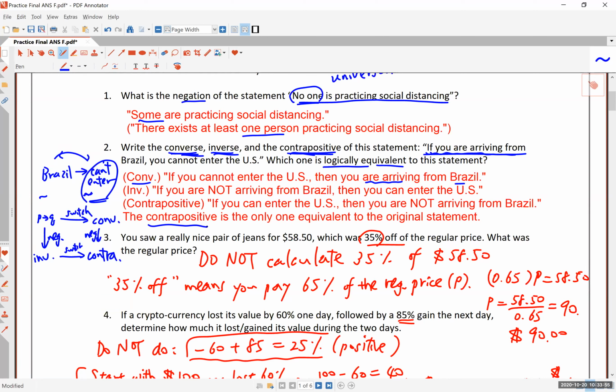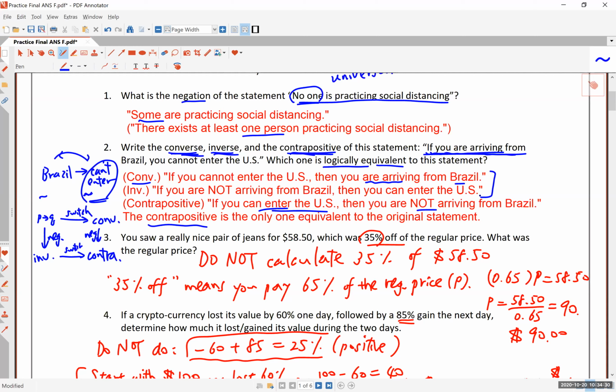In other words, just imagine this is a true statement. Let's say Brazil is having some issue like a virus or something, and if you are coming straight from Brazil, you cannot enter the US. Then it would be true that if you're allowed to enter the US, then you cannot possibly be arriving from Brazil, because if you were, then you wouldn't be able to enter the US. So the contrapositive has the same meaning as the original statement. The converse and inverse actually do not have the same logical implication as the original statement.